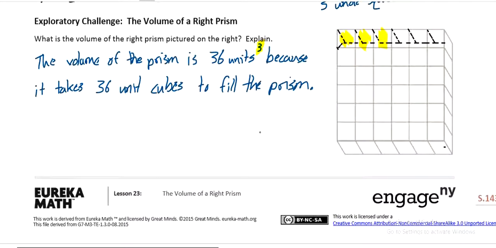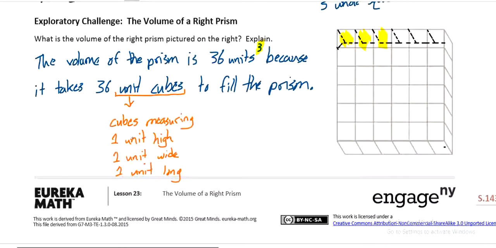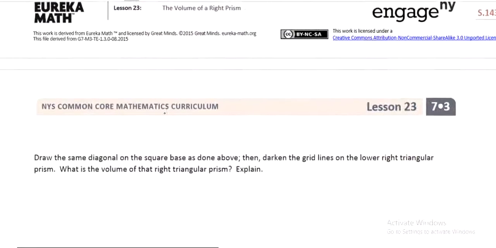That's because there's 3 dimensions: length, width, and height. Also, please remember that unit cubes are cubes measuring 1 unit high, 1 unit wide, and 1 unit long. So that's what each of these cubes are there. Moving along, let's go down.